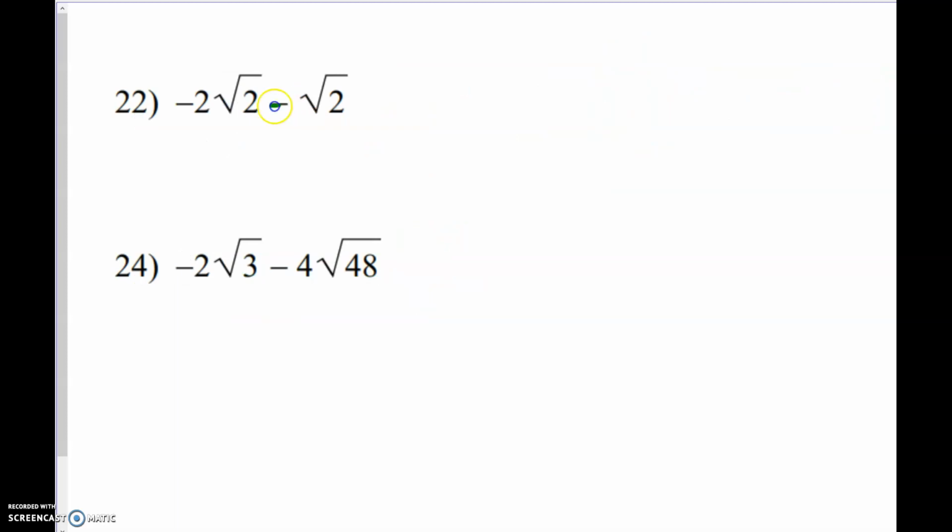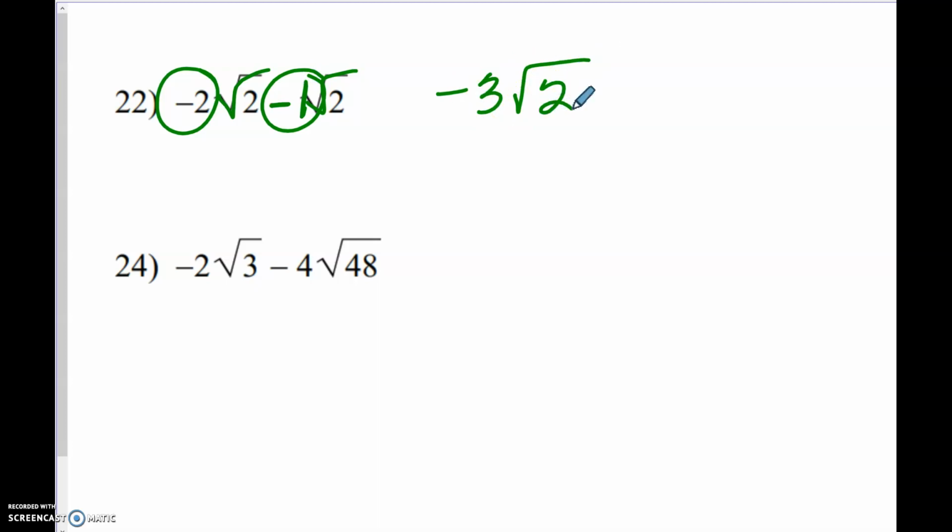All right, this is a subtracting problem. So remember the coefficient here is 1, and we've got root 2, they are like terms. So negative 2 minus 1 is a negative 3, and leave your root 2.